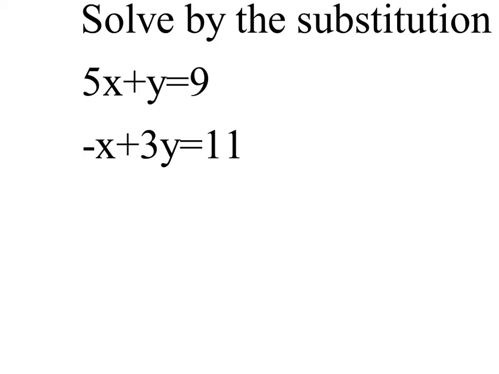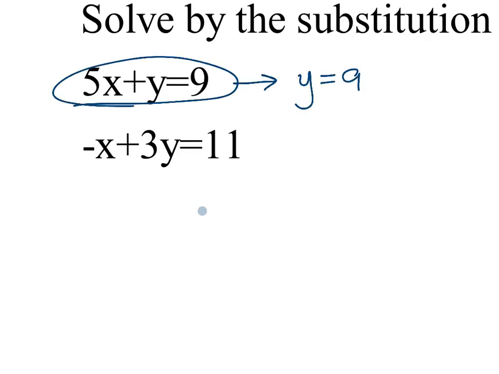So from these, which one would you choose? I probably would have done the y in the first one. Does everybody see that? Not that the x is wrong, okay? But the x is negative, so it's an extra step because you've got to change the sign. Sometimes you can't avoid it, but this time we're going to take this and solve it for y. So I would get y equals 9 minus 5x.